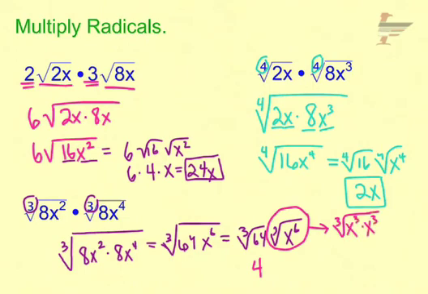When we have the same base, we would add the 3 plus the 3 to get the 6. And then I could say, well, the cube root of x cubed and the cube root of x cubed. Cube root of x cubed is x. Cube root of this x cubed is x. And x times x is x squared. So our final answer is 4x squared on this one.